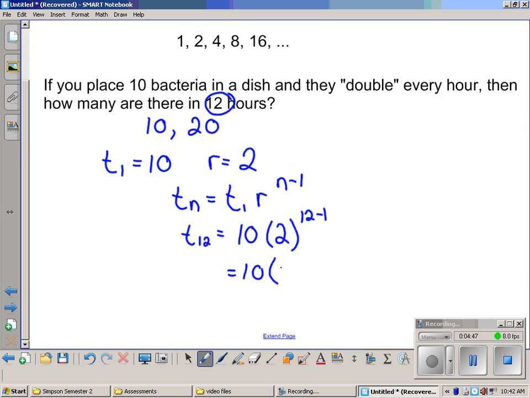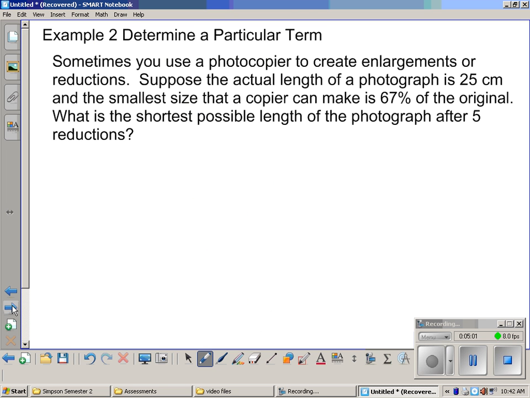2 to the power of 11 is 2,048. So 10 times 2,048 is 20,480 bacteria after 12 hours. Example 2. Determine a particular term. Sometimes you use a photocopier to create enlargements or reductions. Suppose the actual length of a photograph is 25 centimeters, and the smallest size that a copier can make is 67% of the original. What is the shortest possible length of the photograph after the reductions?